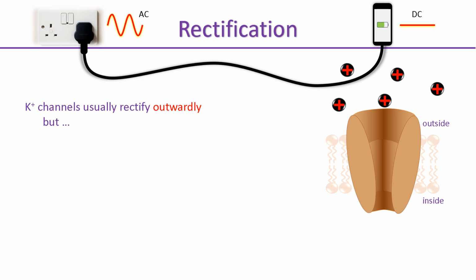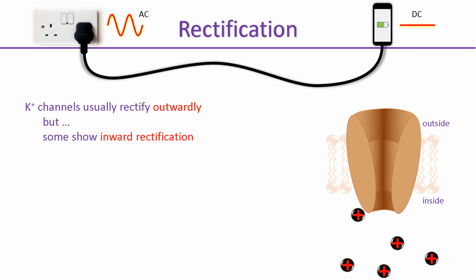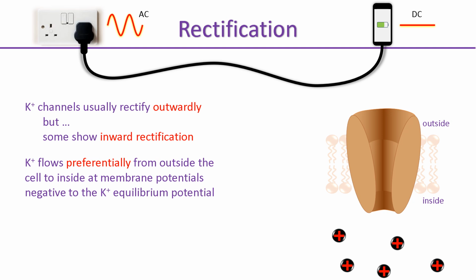However, there is a class of potassium channel that behaves as an inward rectifier, with potassium preferentially flowing from the outside to the inside of the cell. These channels open and close independently of membrane potential, but membrane potential affects how they conduct potassium ions. At potentials negative to the equilibrium potential for potassium, potassium ions freely flow through the channel from the outside to the inside of the cell.